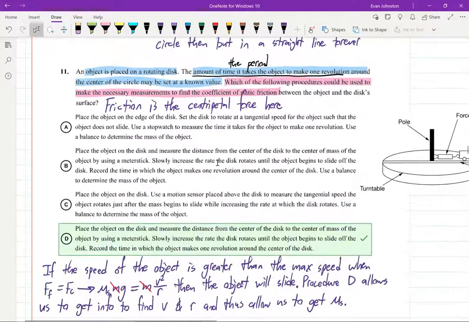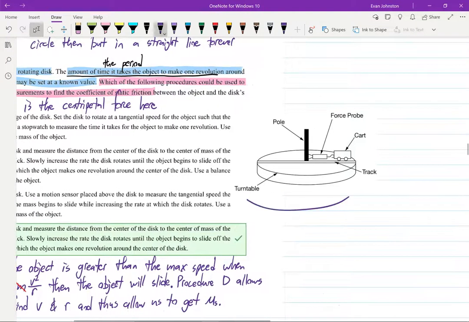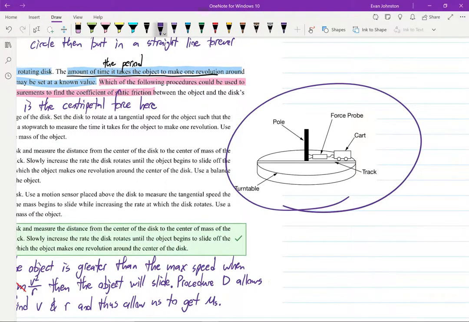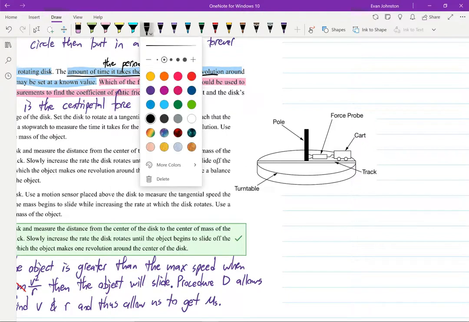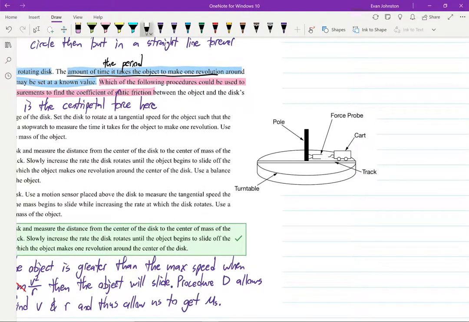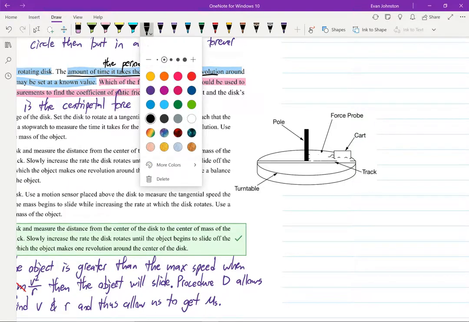And so essentially it's saying there's some object, it's stuck on a disc. It's kind of like this question, which is one of our review problems. It's number 3. But instead of the cart being attached to a force probe, the force probe is gone. There is no force probe at all. So the force probe is gone, and this little car or object or whatever, it's really not a car. It's not going to roll. It just sits there on the bottom.